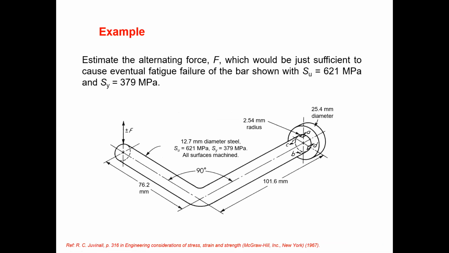So I will read the question. With this kind of question you don't have much data, so you need to identify the things in here. You can see they ask to estimate the alternating force F. That means this value. This is the alternating force. You can see it will go downward and come upward. So force F, which would be just sufficient to cause eventual fatigue failure of the bar shown. S_u is equal to 621 megapascal, and yield strength is 379 megapascal.